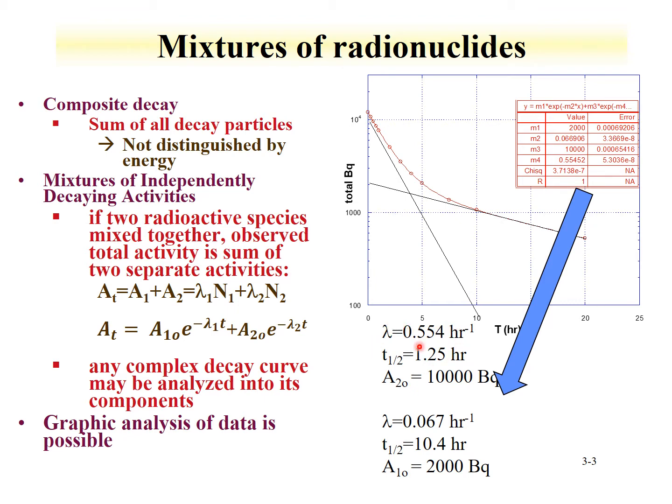So the lambda is provided. We can get the half-life. We can get the initial activity of isotope 2, and then the decay constant for isotope 1, the half-life of isotope 1, and the initial activity of isotope 1.